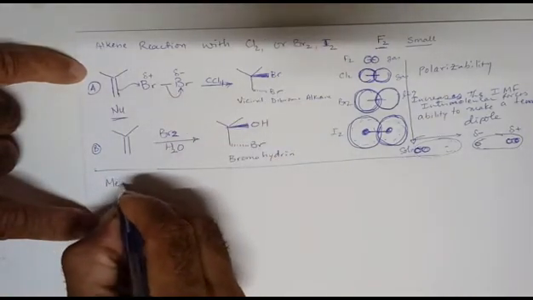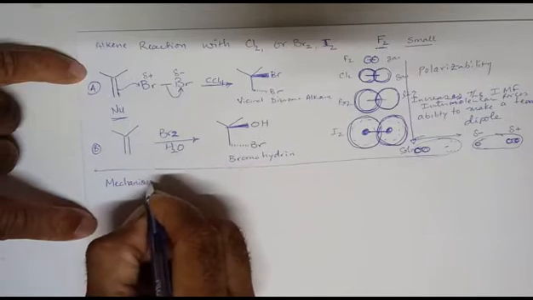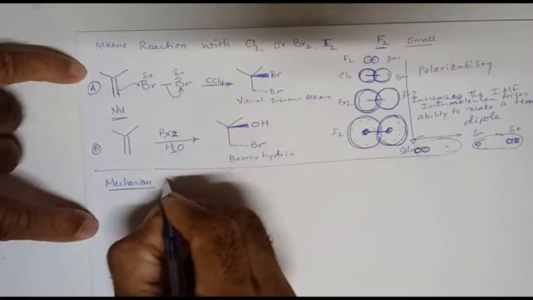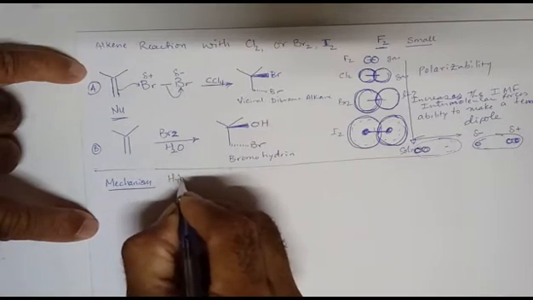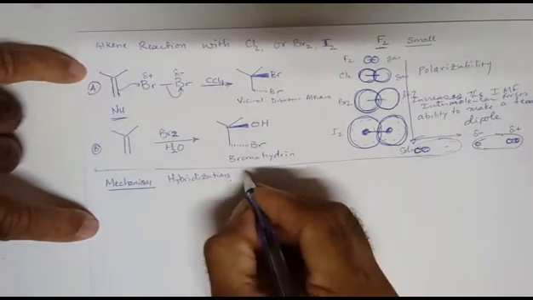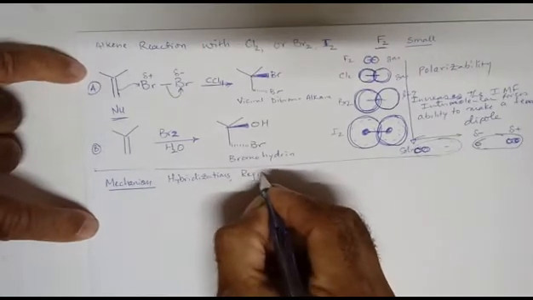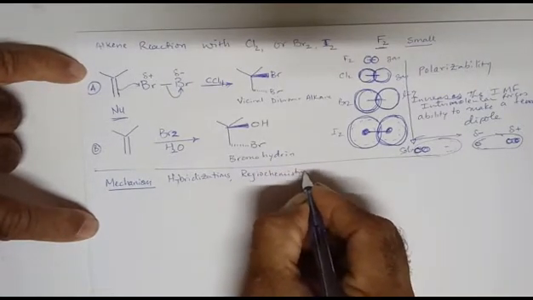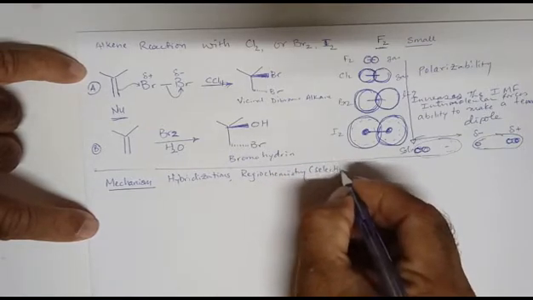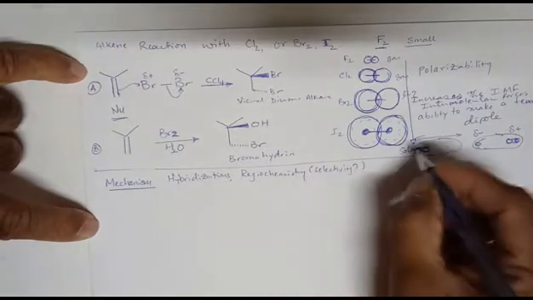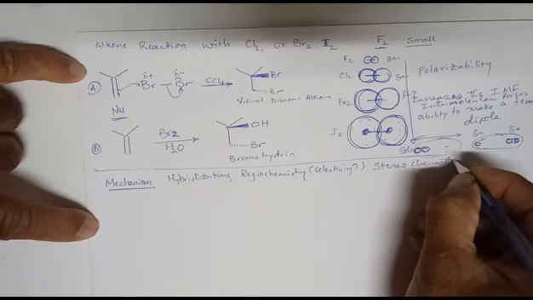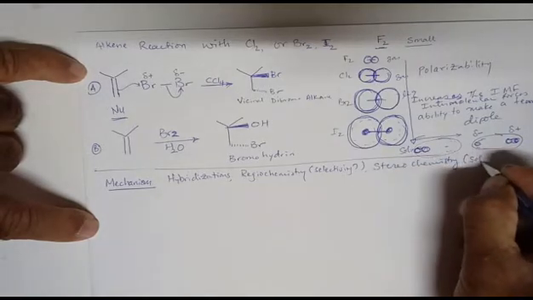Now, if I'm writing a mechanism, what are the aspects we have to talk about? We have to look at the hybridizations, right? We have to look at regiochemistry, and if there is a regioselectivity. Is there a selectivity? Then we have to deal with stereochemistry and inspect if there is a selectivity or not.